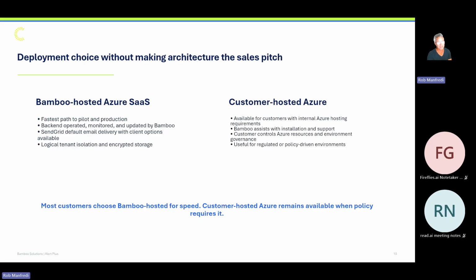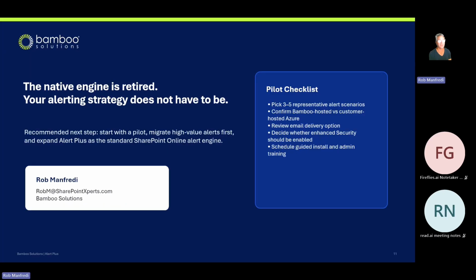The front end is still the same. Most customers choose the Bamboo hosted for speed. We do have, I think, 8 or 10 customers that are running their own Azure environment at this point. So we're happy to do whichever one makes the most sense. The native engine is retired, but your alerting strategy does not have to be. Pretty nice.